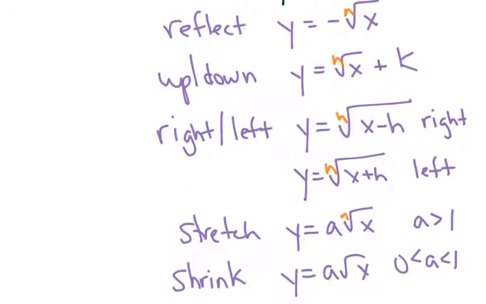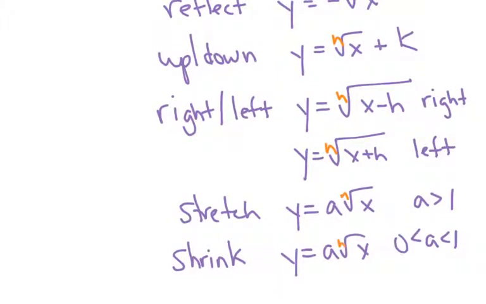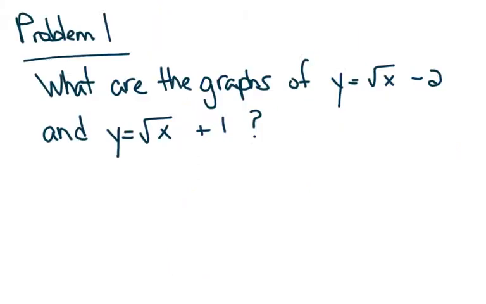So nothing changes other than I need to be careful about what my root index is before I determine how my graph has been translated. In problem one, we want to determine what the graphs of the square root of x minus 2 and the square root of x plus 1 are going to look like compared to the parent function. Well, first of all, let's determine what the parent function looks like.